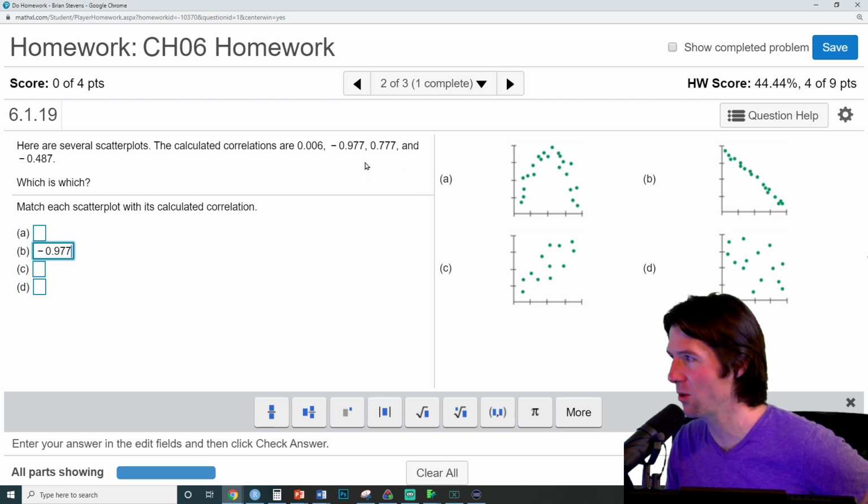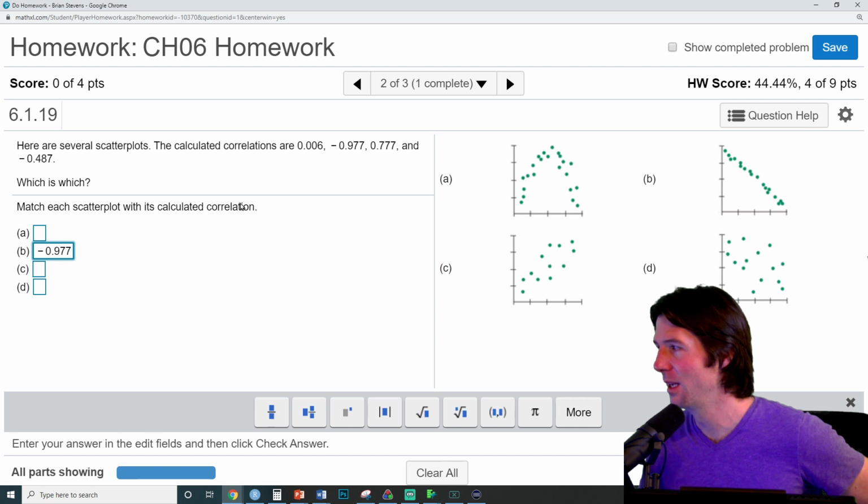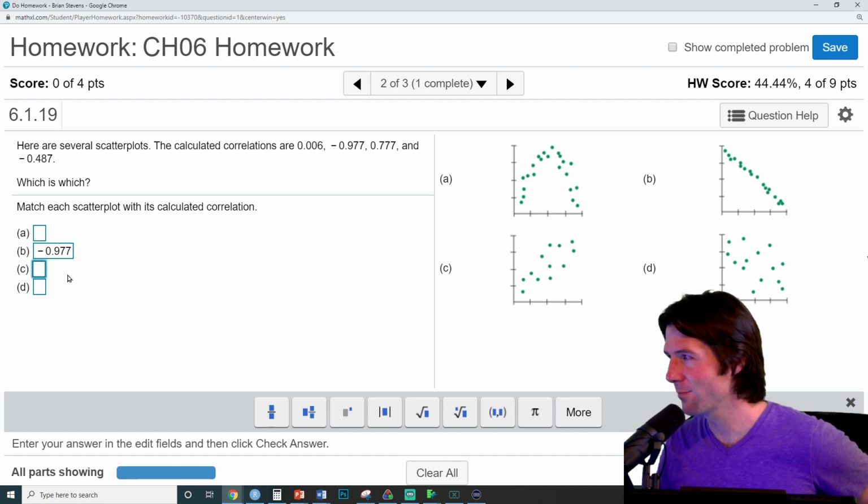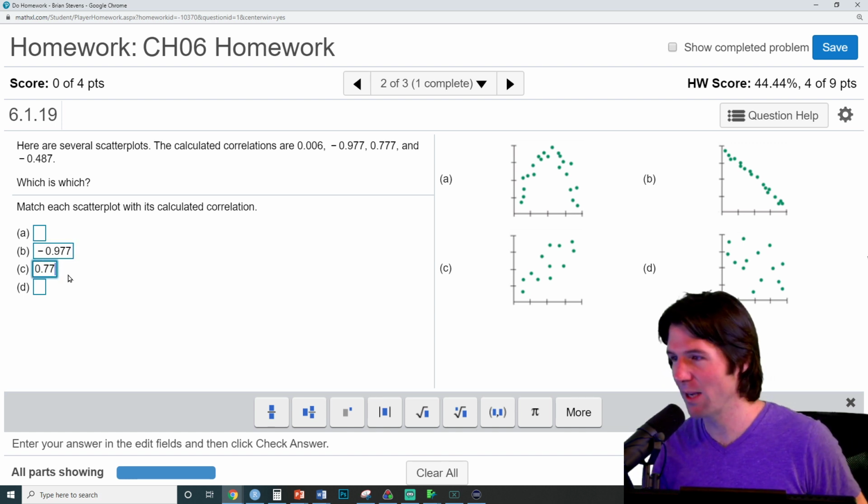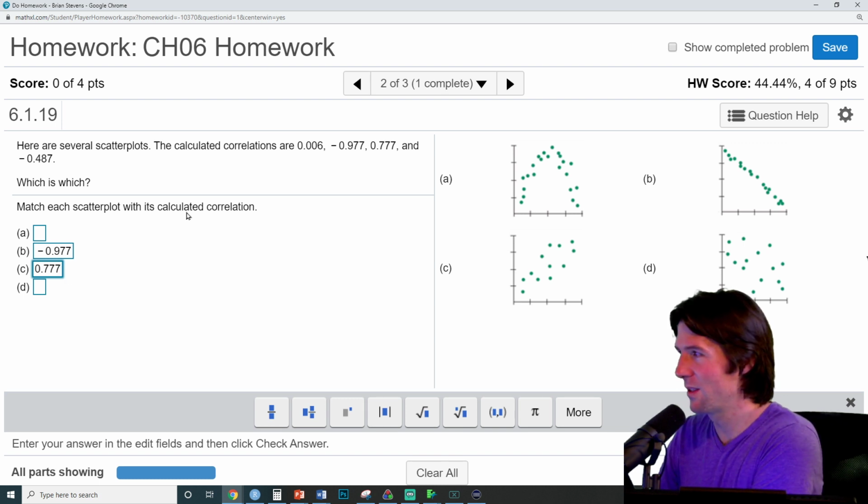You might say, well, is it really that strong? Well, it's definitely not 0. So we go right here, and we go to C, and we put this in, because it's definitely positive, and I wouldn't think it's that weak, because that's like super non-existent.